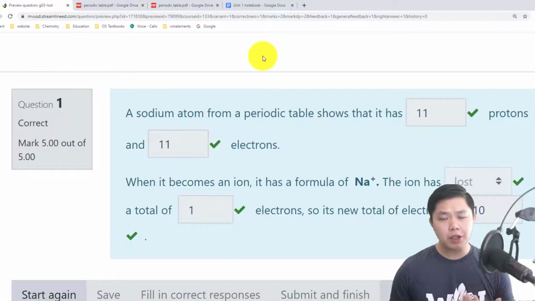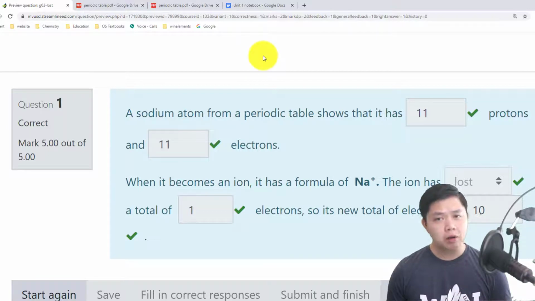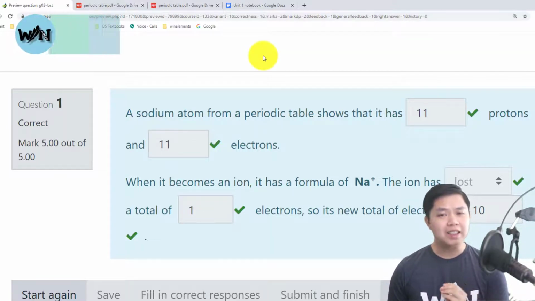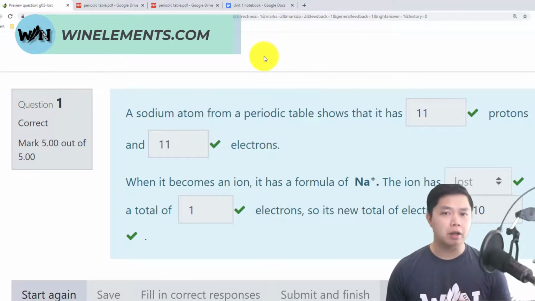And that's the logic behind using the periodic table to determine the number of electrons and protons, but most importantly, to determine how electrons are being lost and gained by looking at ions. And what do we learn about those ions? Because that is the heart of chemistry.